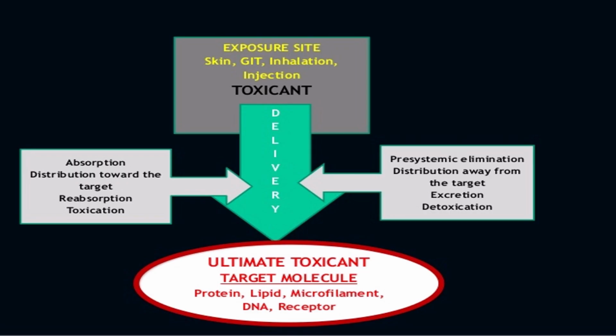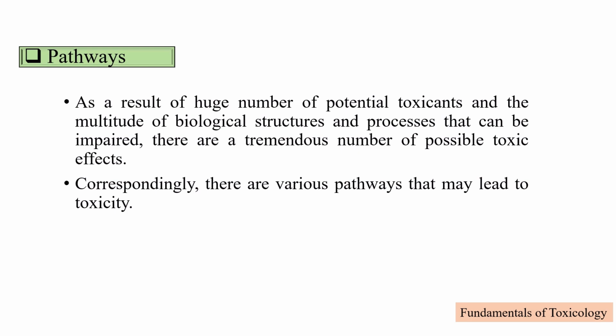The most direct pathway, known as Path A, occurs when the chemical causes toxicity by its mere presence at critical sites in the body without interacting with the target molecule. For example, when agents precipitate in renal tubules and block urine formation.